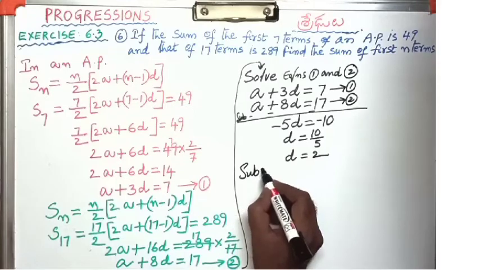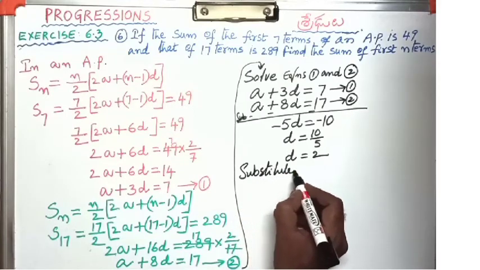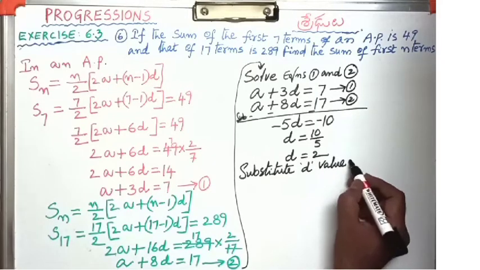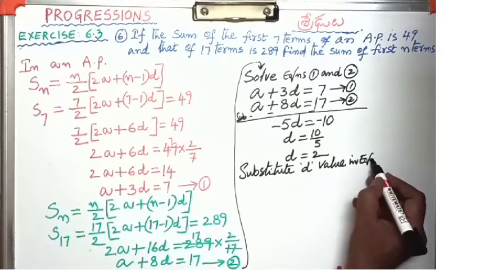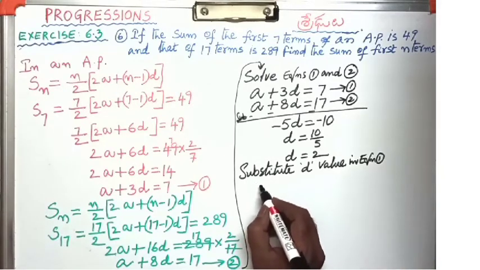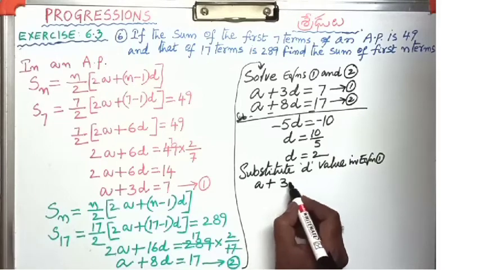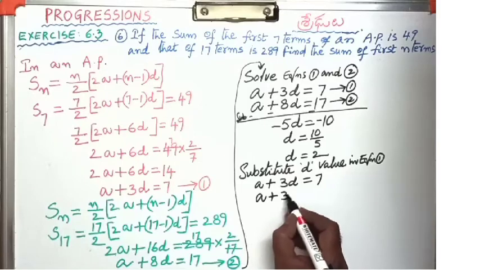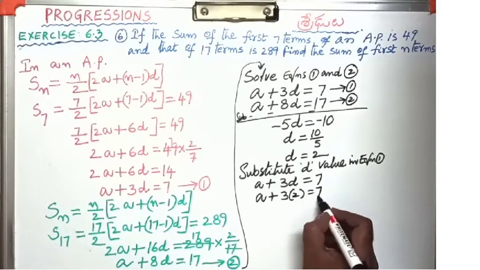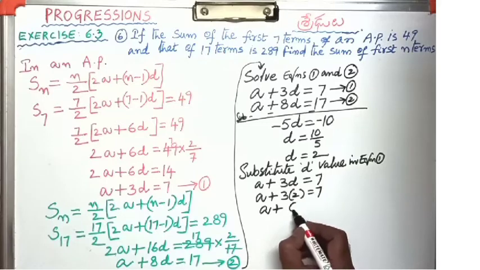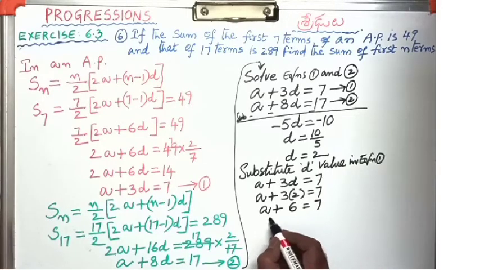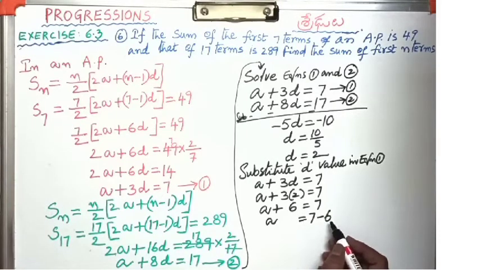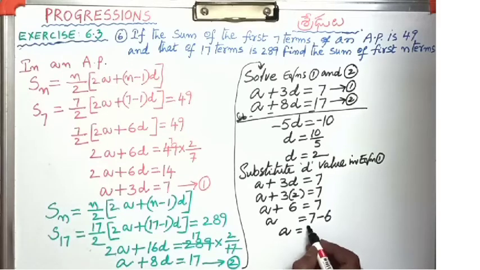So substitute d value in equation 1. So equation 1 is a plus 3d is equal to 7. So a plus 3 into d value 2 is equal to 7. So a plus 6 is equal to 7. Okay, a is equal to 7, bring this plus 6 to this side, it will be minus 6. Therefore a is equal to 1.